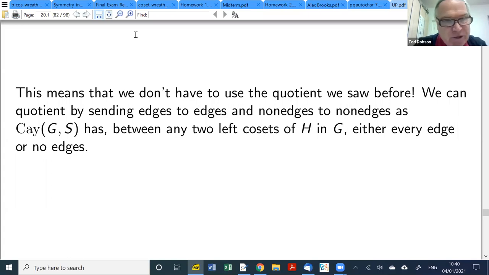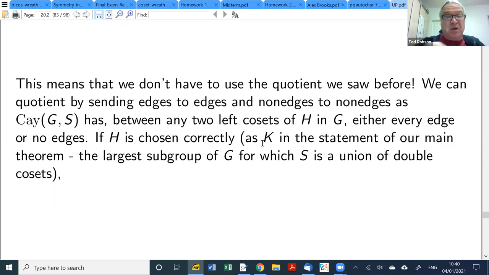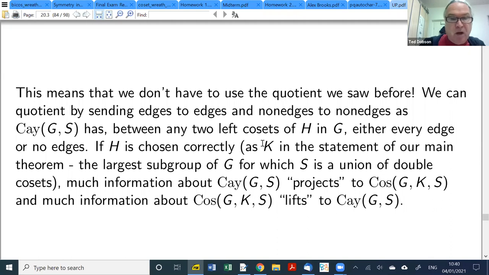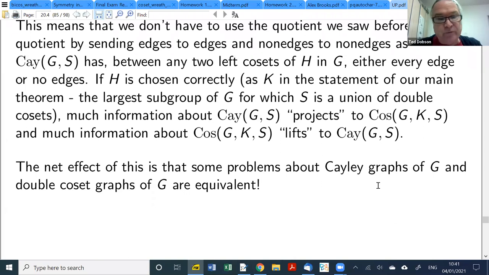We can quotient by sending edges to edges and non-edges to non-edges if we quotient by the appropriate subgroup. And this is because between any two left cosets, we have either every edge or no edge. And if you choose your H correctly, as K was in the statement of the main theorem, it's as big as we can get, subject to the condition that it's a union of double cosets. Much of the information about the Cayley graph actually projects to the coset digraph and vice versa. You can lift information from the coset graph back to the Cayley graph. And this seems to be not very well known. And the net effect of this is that some problems about Cayley graphs of G and double coset graphs of G are actually the same.